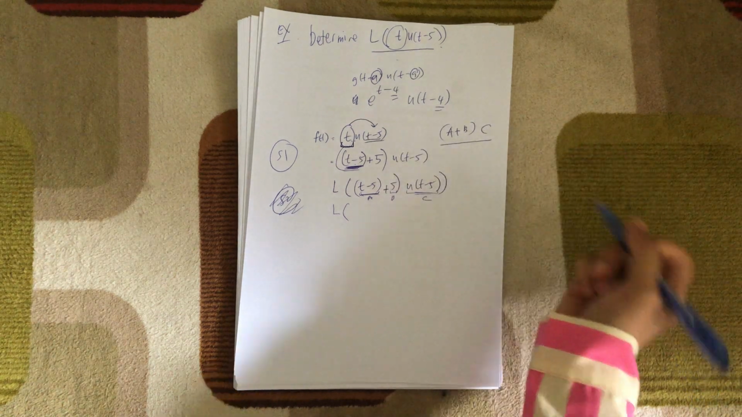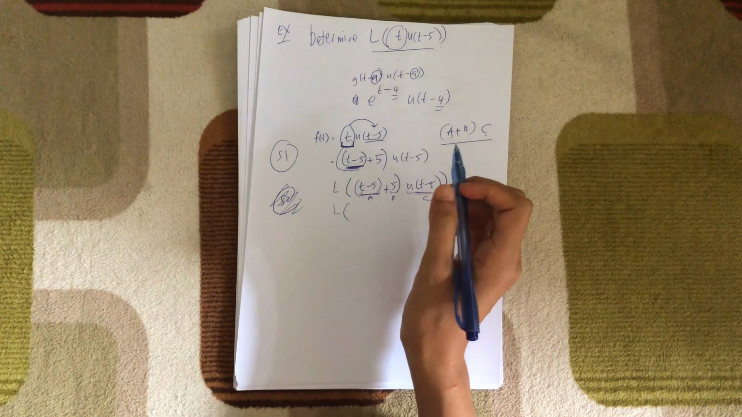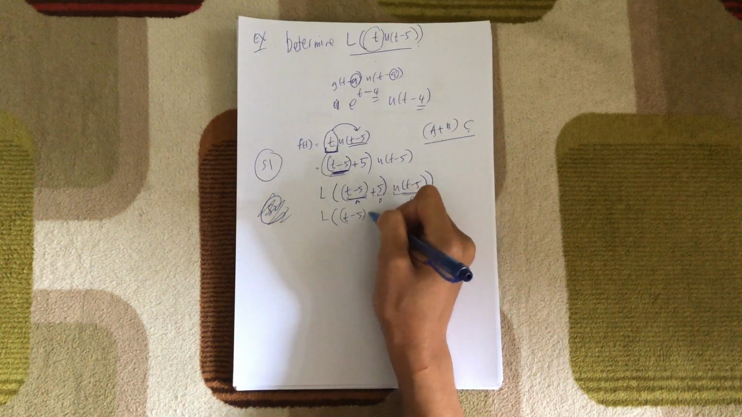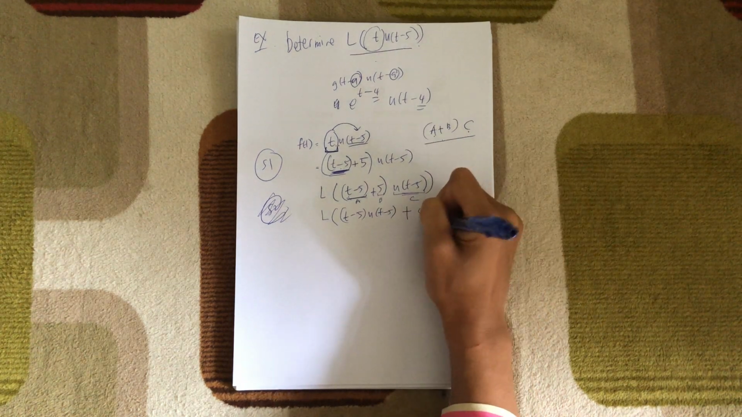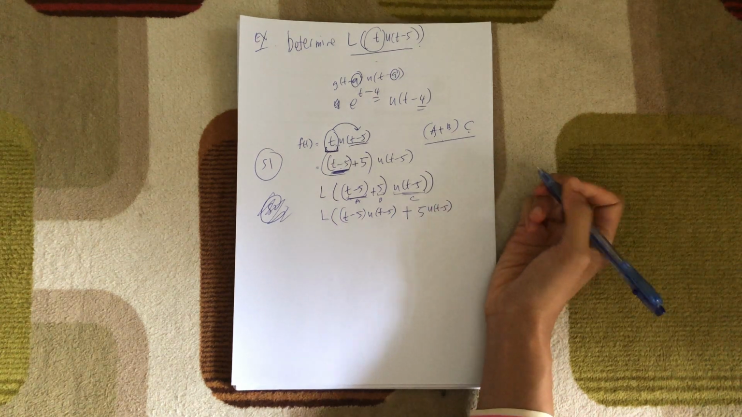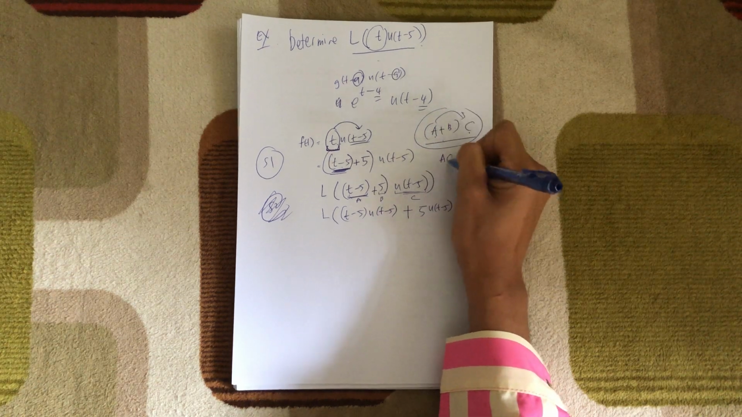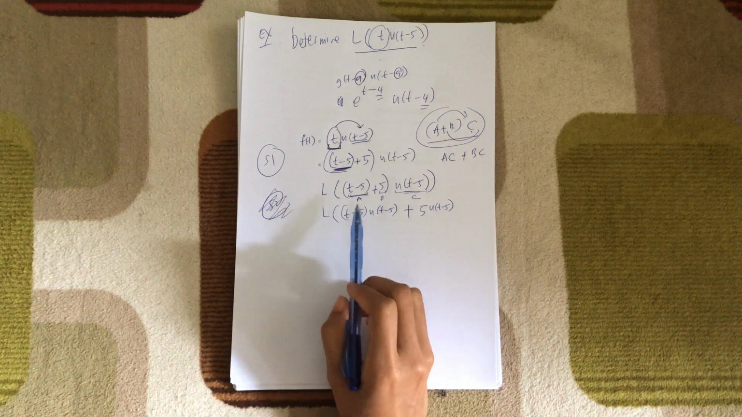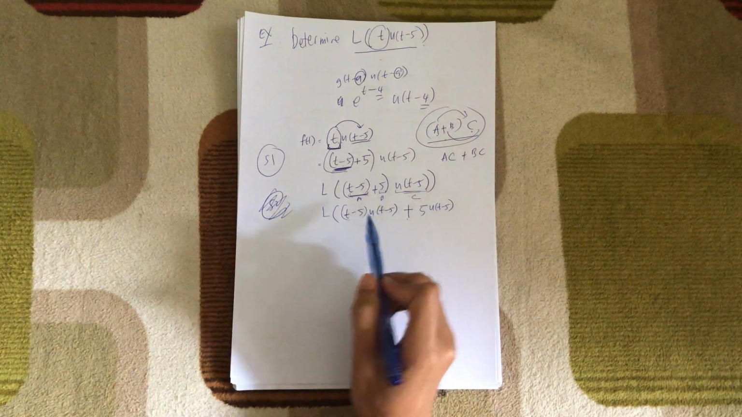So how to expand this one? You will get a times c plus b times c, right? So you need to make it like that. So you have t minus 5 times u(t minus 5) plus 5 times u(t minus 5). How you expand this one? A times c plus b times c. So you do the same thing for this one. So a times c plus b times c. So you have this.